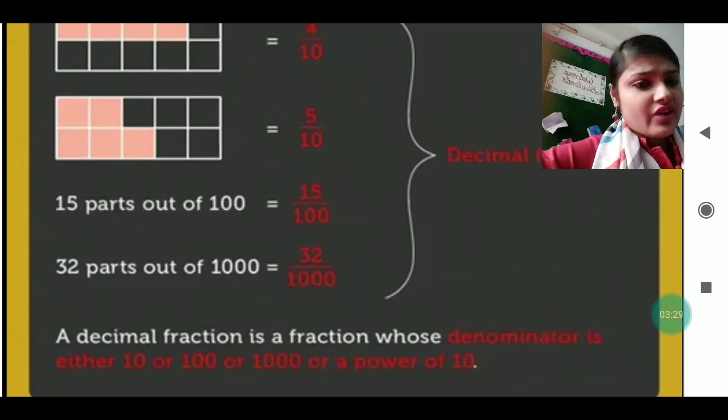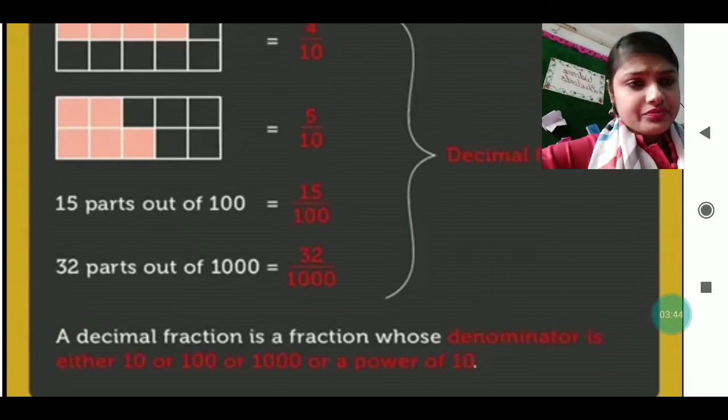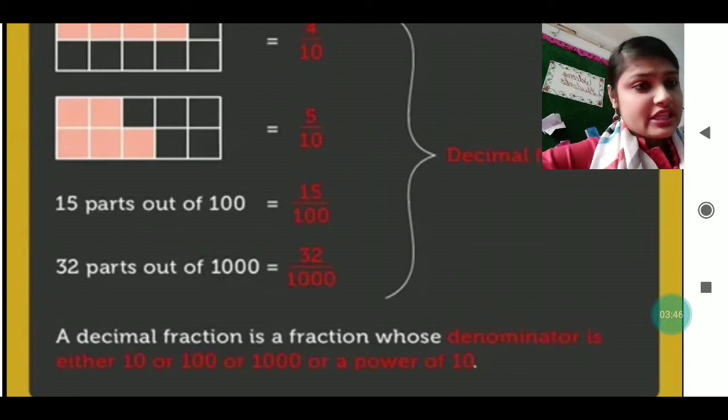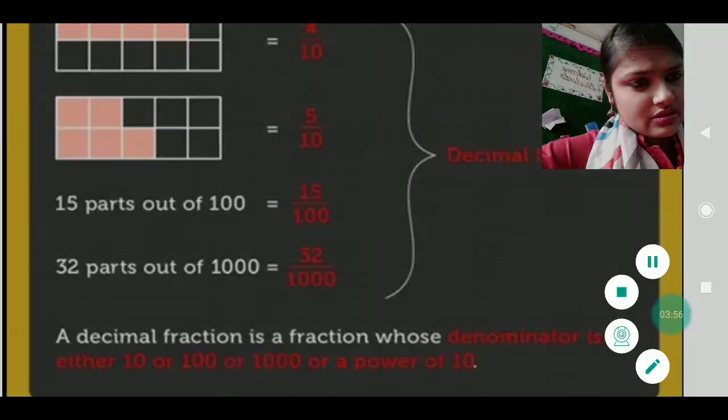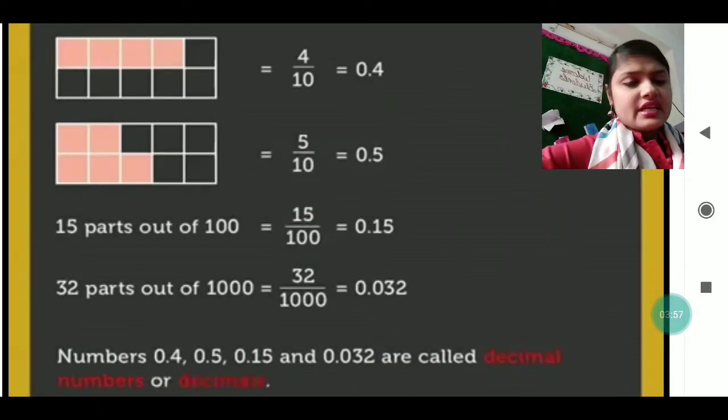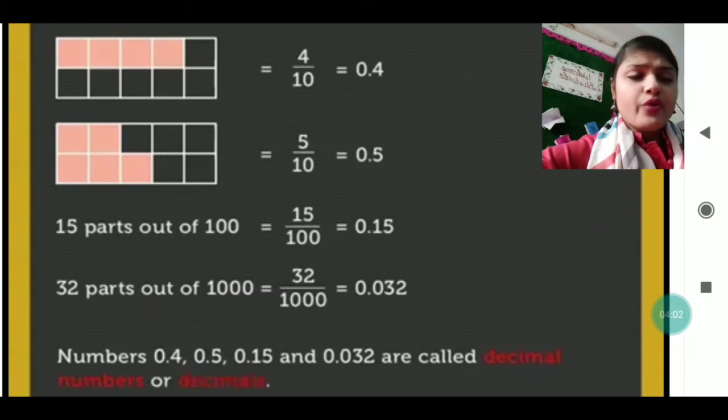a decimal fraction is a fraction whose denominator is either 10, 100 or 1000 or a power of 10. A decimal fraction is that fraction in which you will get either 10 as a denominator or 100 as a denominator or else 1000 as a denominator or a power of 10. As you can see in this, 4 by 10 is written equal to 0.4.